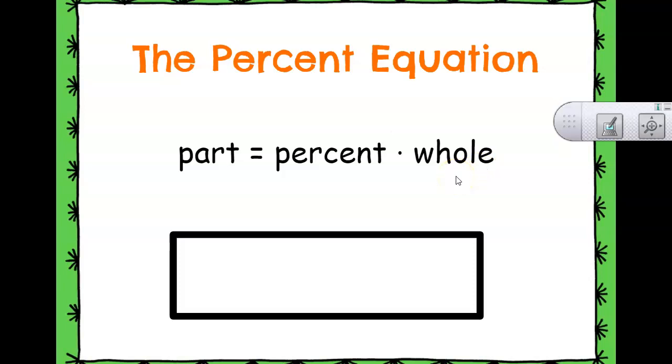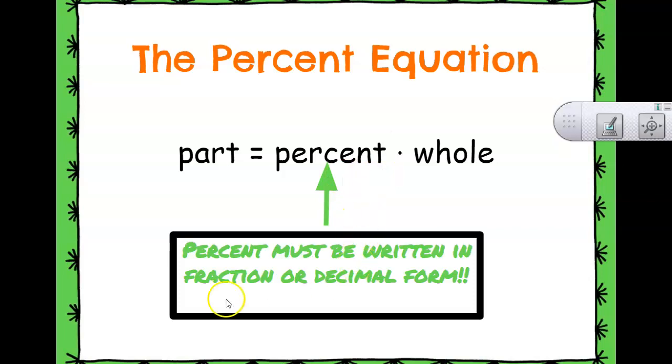What makes the difference between the percent equation and the percent proportion is the key word, percent. Out in the real world, we're not going to write it as a percent out of 100. We can write it as a fraction of percents out of 100. However, most of us out in the real world are just going to use the decimal form. And in fact, we're only going to be using the decimal form for the percent when we use the percent equation here in class.